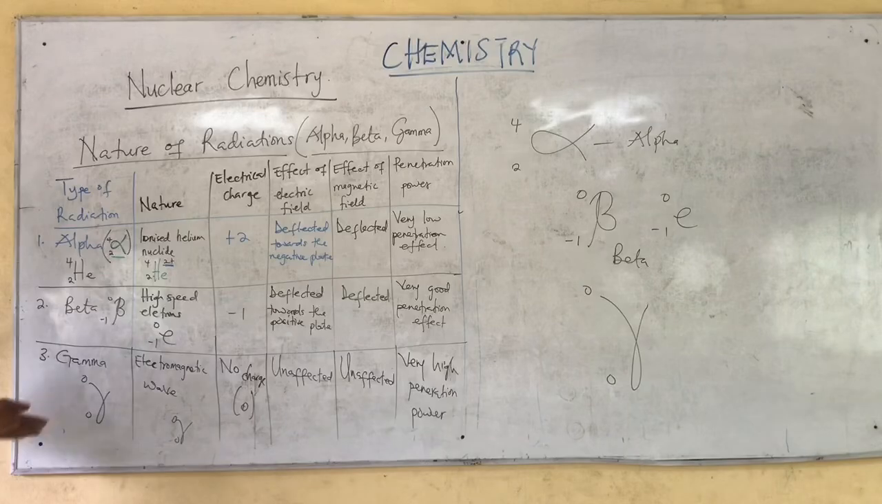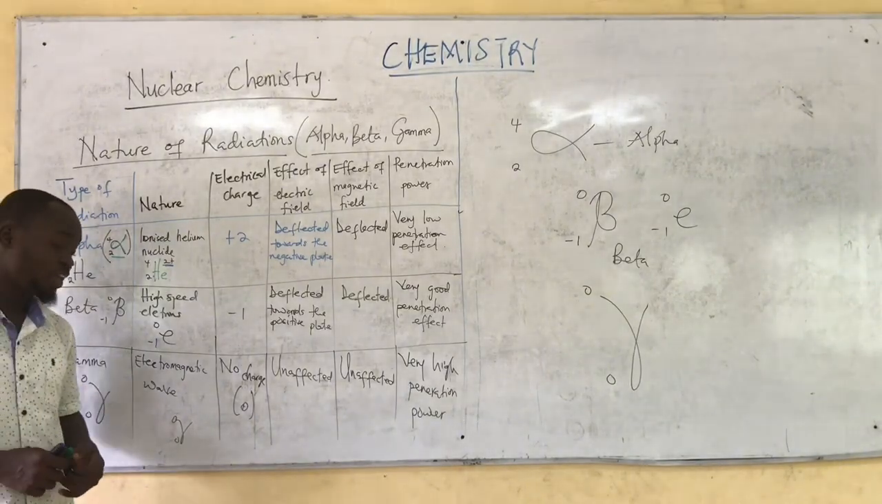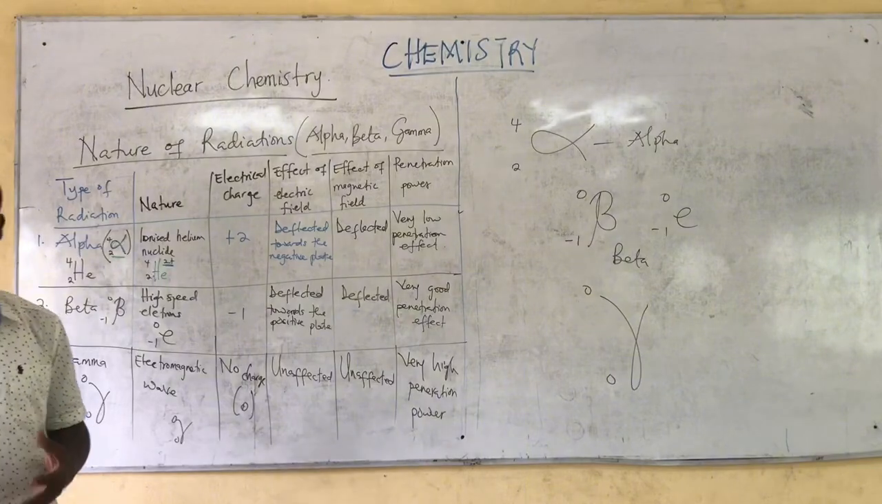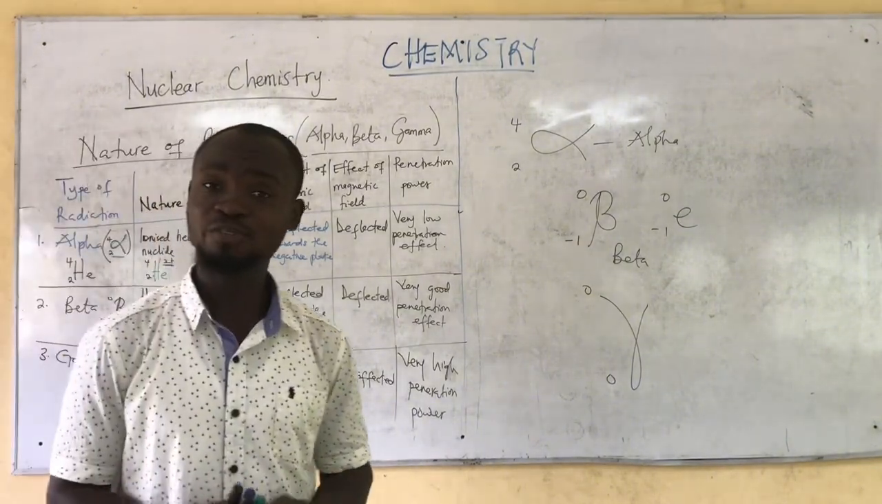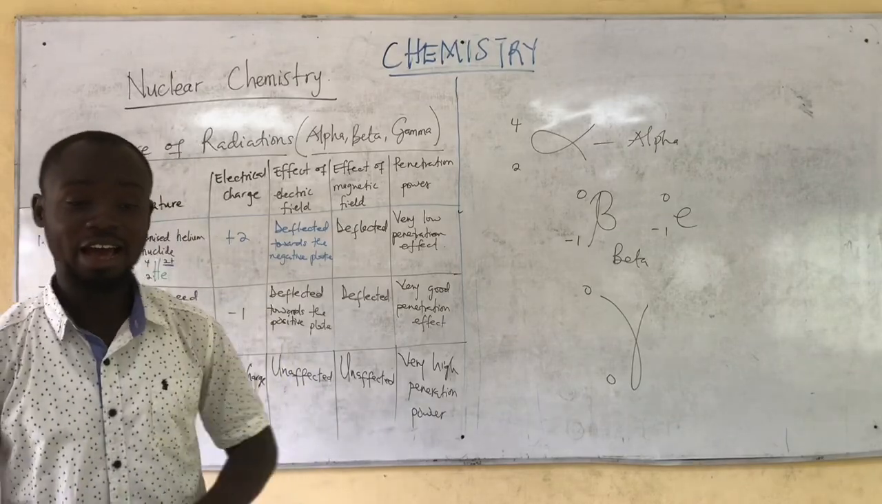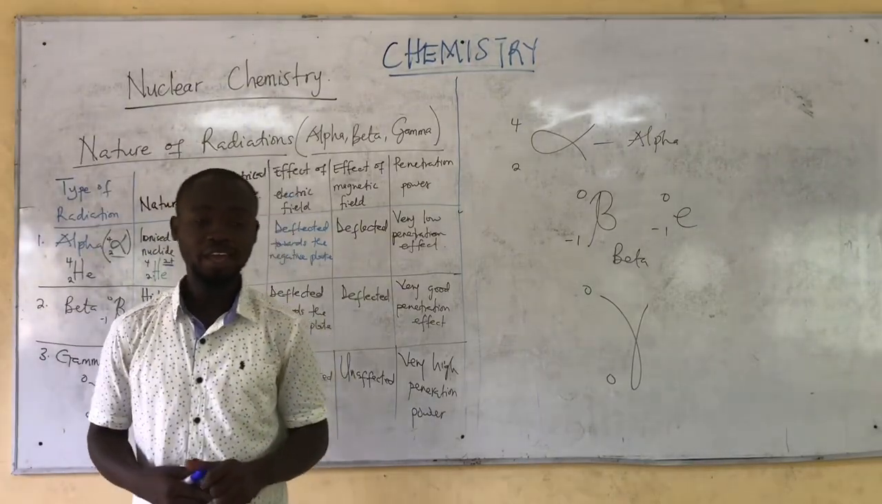Compared to the last radiation, the gamma radiation is described as an electromagnetic wave. It has no charge, it is electrically neutral, and due to that, it is unaffected by both the electric field and magnetic field, and it has a high penetration power.